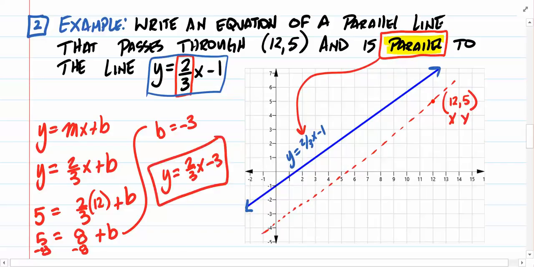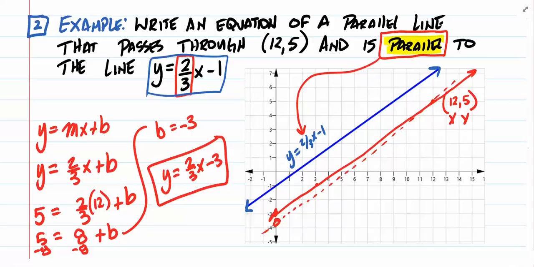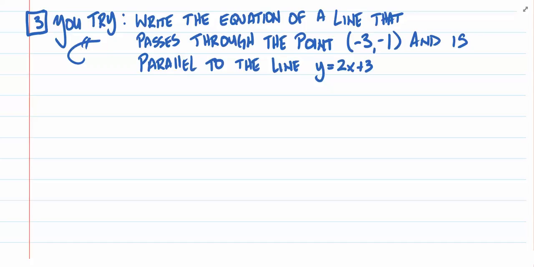So if I were to graph that one, it looks pretty darn close, right? My y-intercept, I guessed it to be here, and it's actually at negative 3. And then if I go up 2 and I go over 3, that line would pass directly through that point, and I would have a line that is parallel to the line given and passing through the point 12, 5.